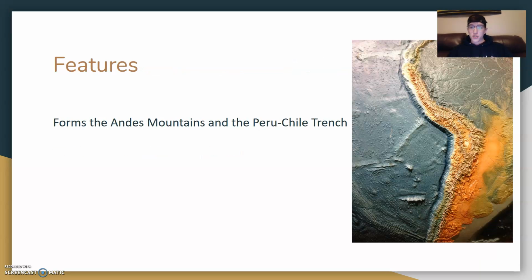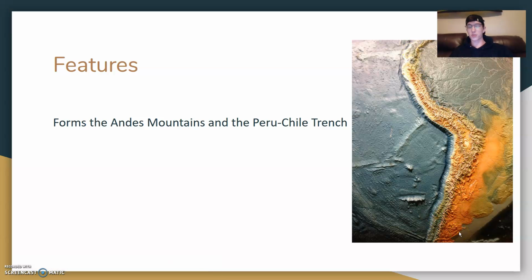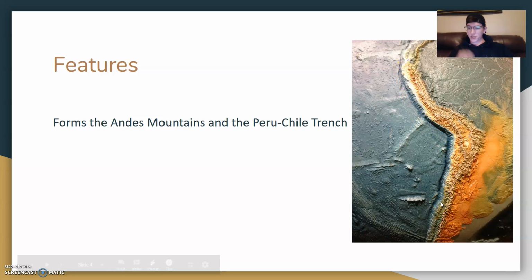Some of the features caused by this movement are the Andes Mountains, the Andes Mountain ranges, which you can see on this image on the continental crust. It's also going to cause the Peru-Chile Trench, which is also called the Atacama Trench. That's where you can visibly see it off the coast right there as well. And that trench has a total depth of 26,460 feet below sea level, which is pretty deep. And that's caused by the subduction of the Nazca under the South American plate.